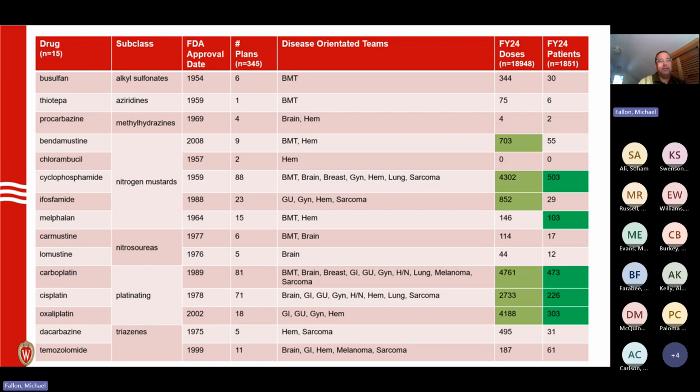Here are the 15 drugs we'll talk about in the alkylating and platinating class. Really know the 6 highlighted in green. Six of the agents are given more than 500 times per year, and 5 of the agents are given to at least 100 patients per year. So you can see cyclophosphamide is the most commonly used alkylating agent.